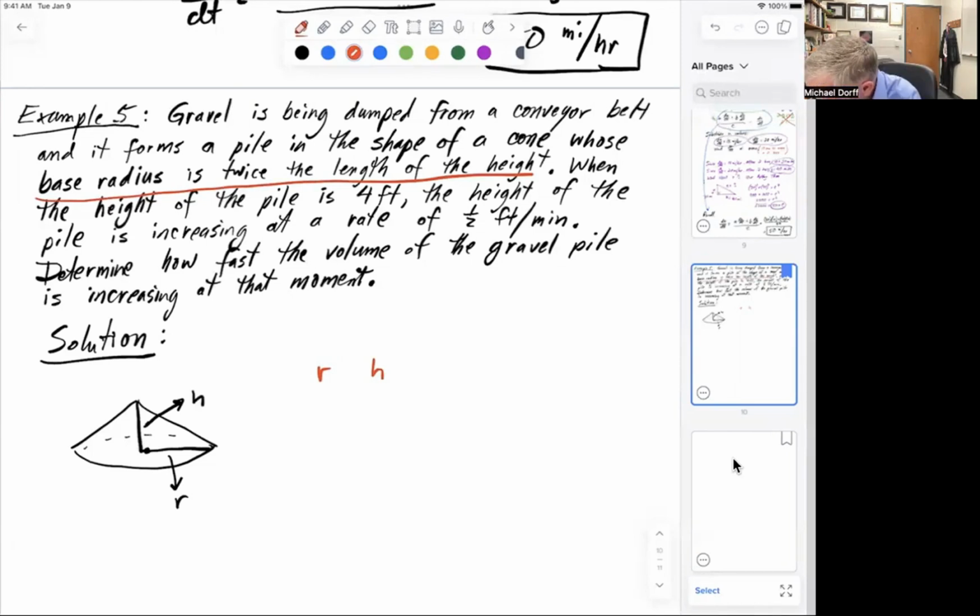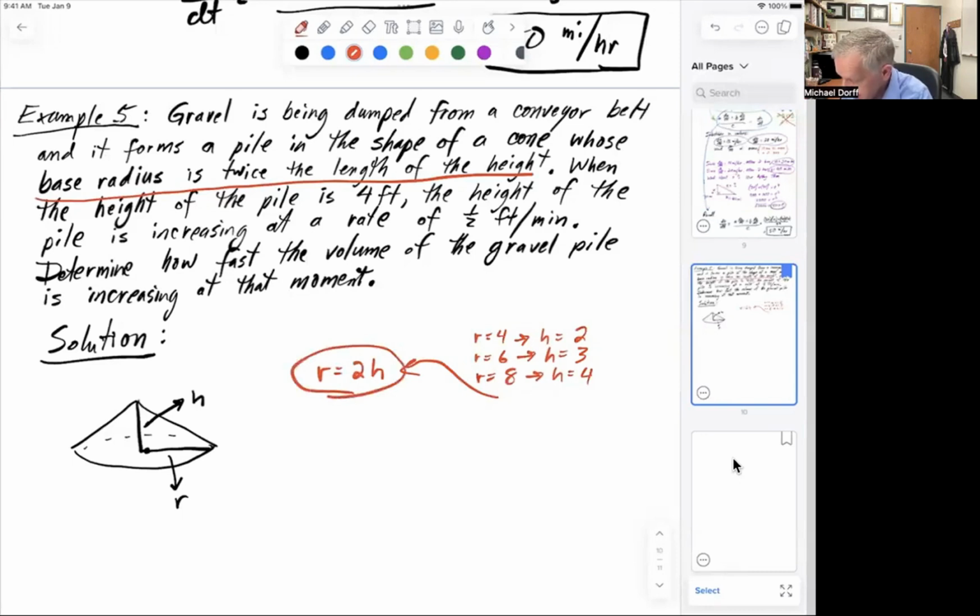All right. So if R is 4, H is 2, because 4 is twice 2. If R is 6, then the height is 3. If R is 8, then the height is 4. Okay, the radius there is always twice as much as the height. So how does this then relate? What do I have to do to compare these two? Well, sometimes students want to put a 2 in front of the R, but that's not right. It should be a 2 in front of the H, right?